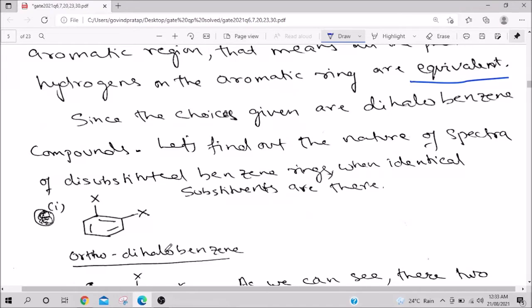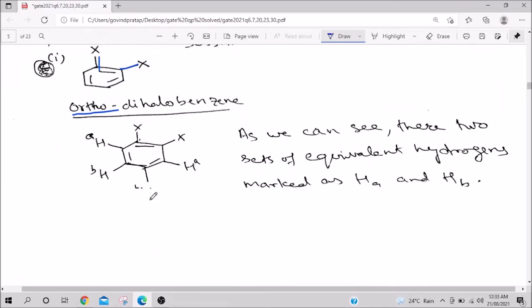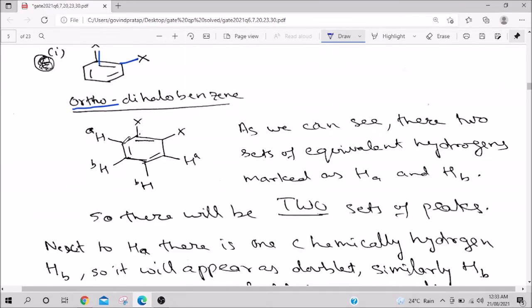Imagine you have dihalobenzene, where both halogens are in the ortho position. So here a halogen is there and here a halogen is there. Now you see what happens. It has four more protons: this proton, this proton, this proton, and this proton.